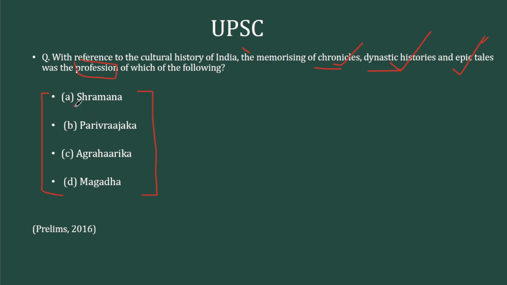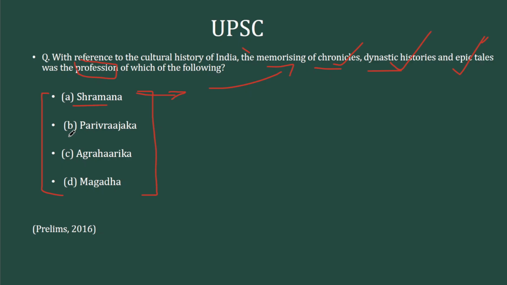Look at the first option, Shramana. Now Shramana is a tradition. It's a tradition of which Buddhism, Jainism and sects like Ajivikas are part. It's a tradition that originated in counter to the Vedic or ritualistic tradition. So connecting the Shramana tradition with this definition is very unlikely.